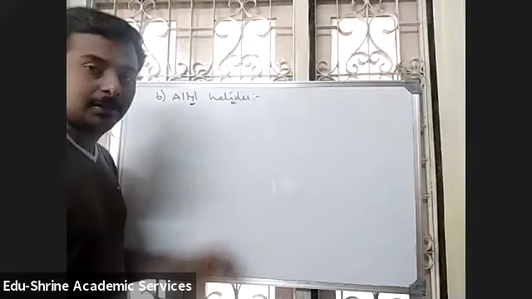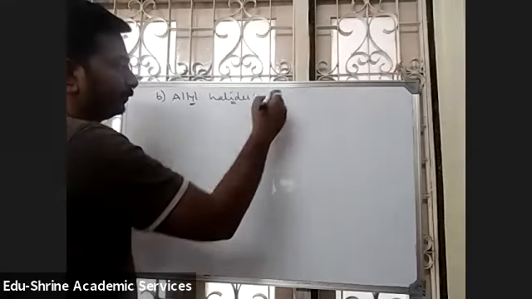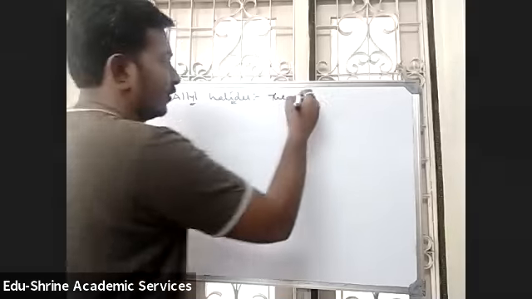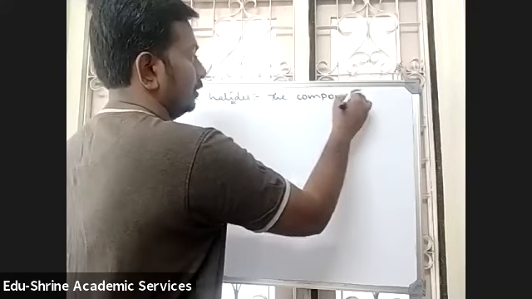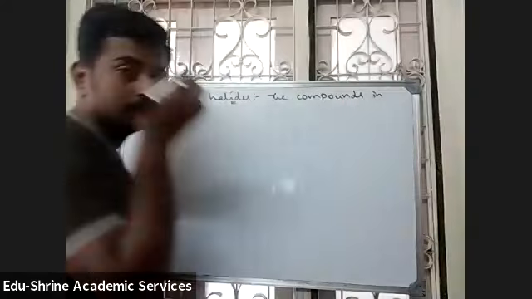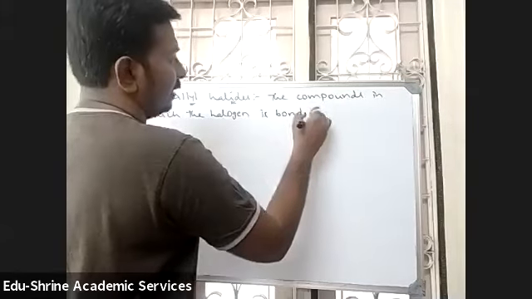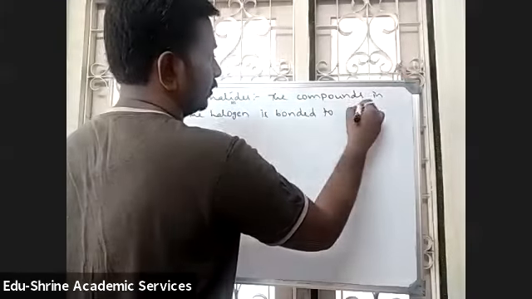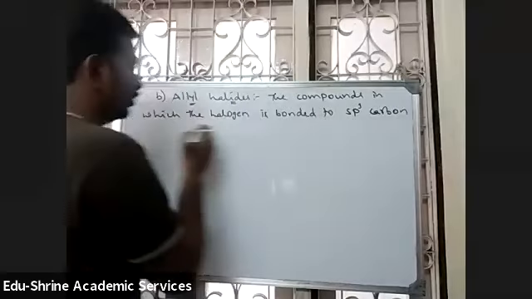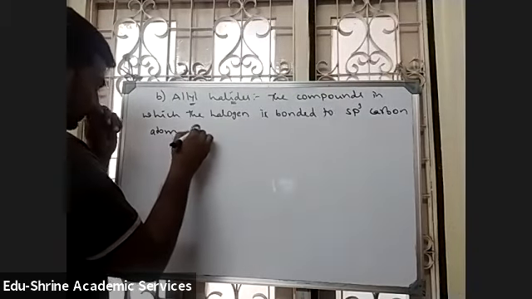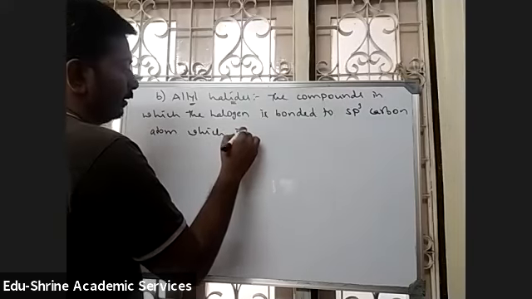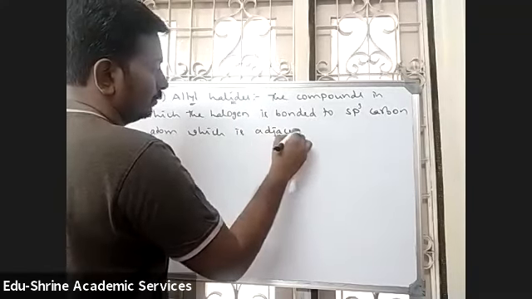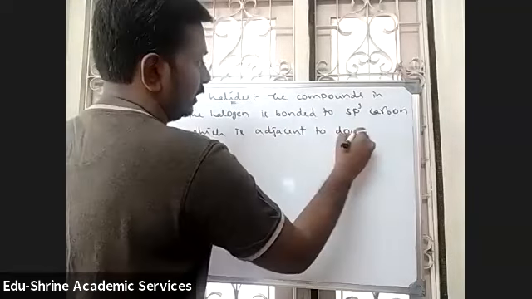Anyway, I'll give you the definition of an allylic halide. The compounds in which the halogen is bonded to an sp3 carbon atom, which is adjacent to a double bonded carbon atom.